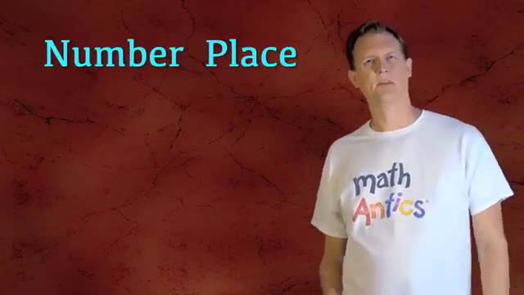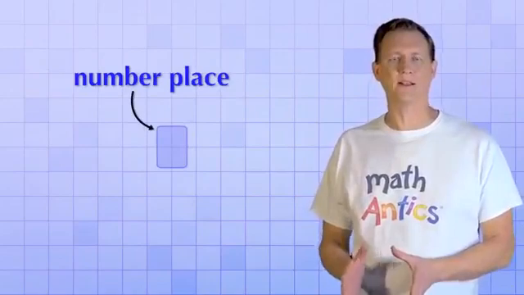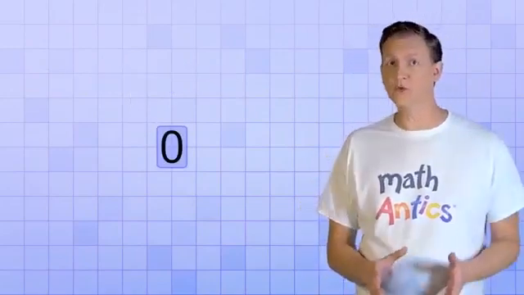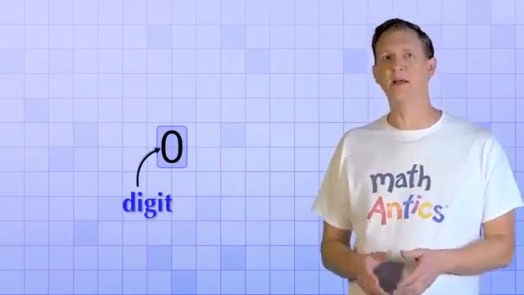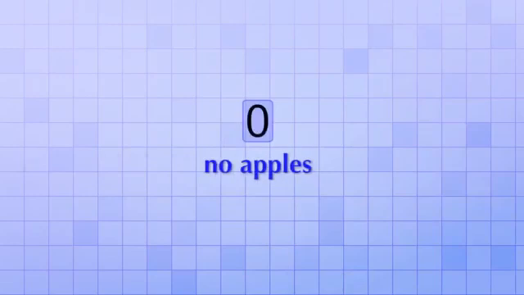We're going to use something called a number place to count. The best way to understand a number place is to imagine that it's like a small box that's only big enough to hold one digit at a time. As we count, we'll change the digit that's in the number place to match how many apples we've picked. For example, if we start with no apples at all, we put the digit 0 in the number place, because 0 means none. But then, as the apples start coming in from the orchard, we begin to count.